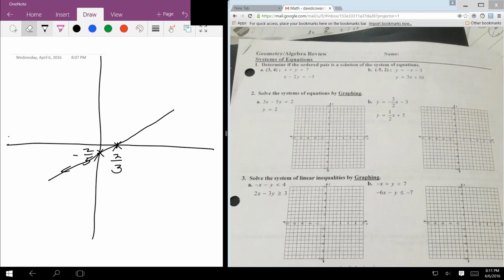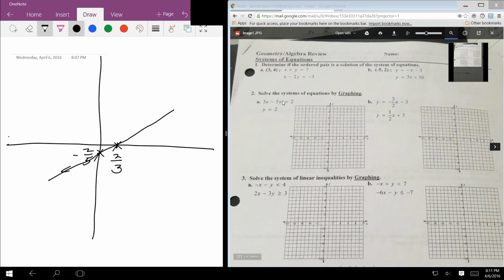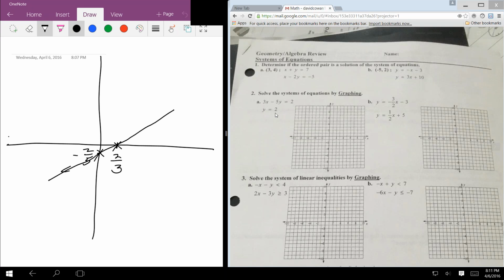Okay. Now, to answer their question, they wanted us to solve the system of equations. Well, y equals 2 looks like what? What does that graph look like? That's just going to be a horizontal line that crosses at y equals 2, like this. So that's our solution, wherever that ends up being on the graph.